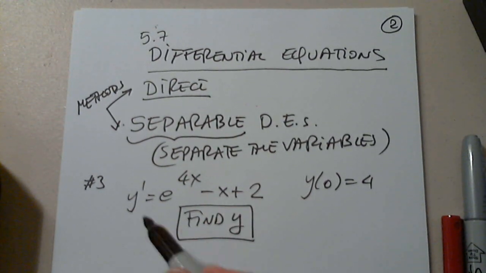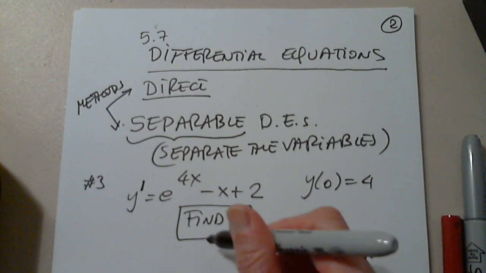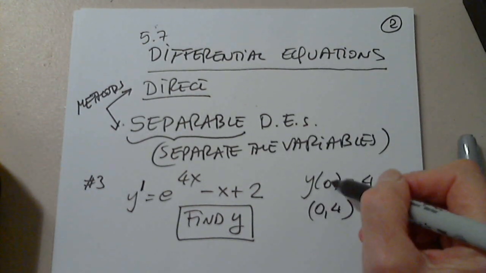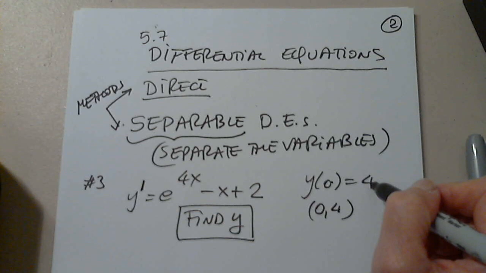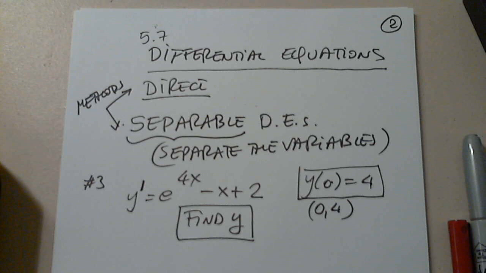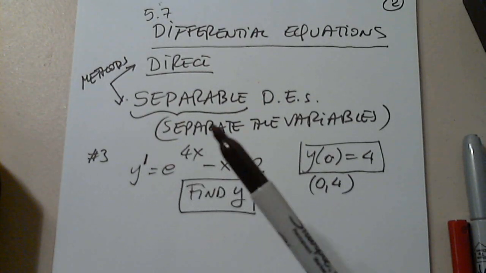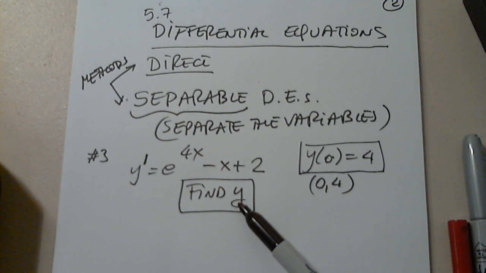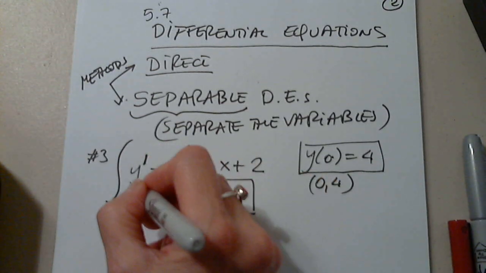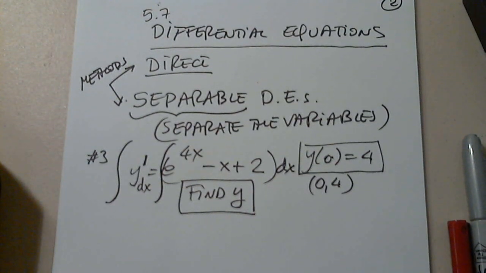I don't have y. I have y prime. And I'm also told that this function has a point on it, 0, 4. When x is 0, y is 4. Or just keep it as y of 0 equals 4. Okay, so now the question is, how do I find y? Well, all I have to do is just integrate both sides dx. That's all I need to do.